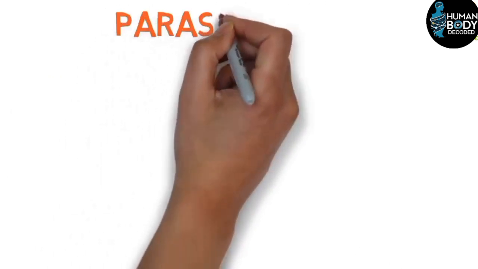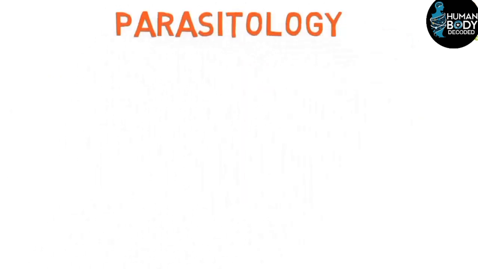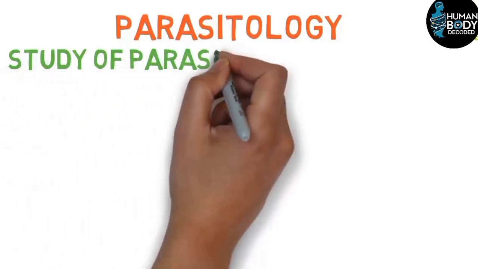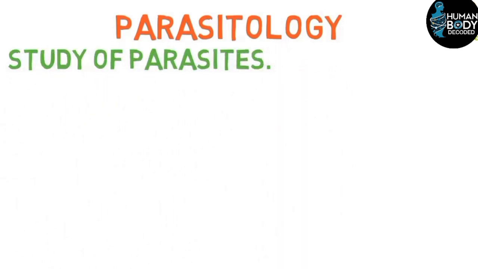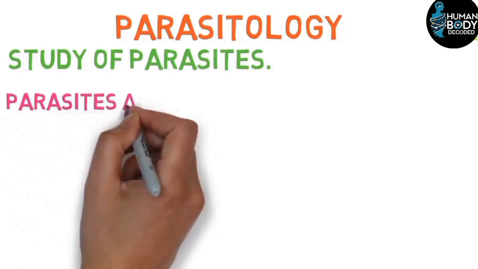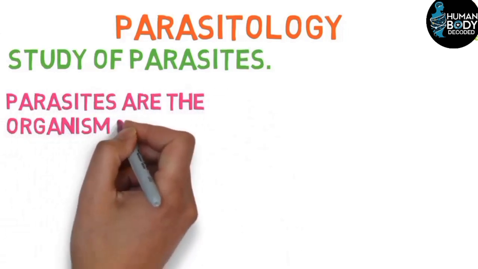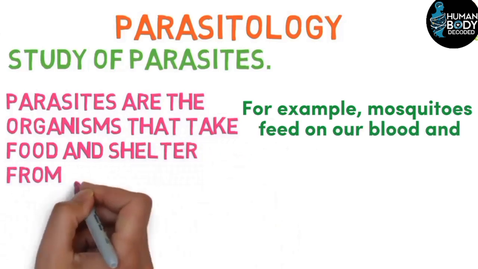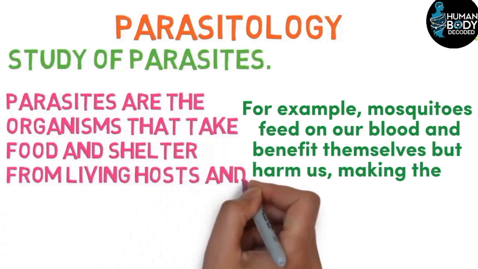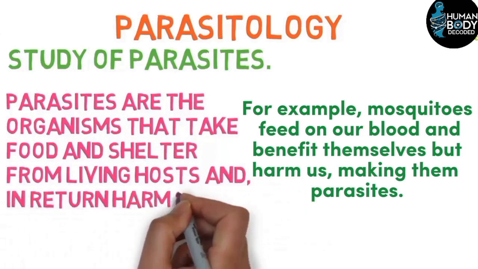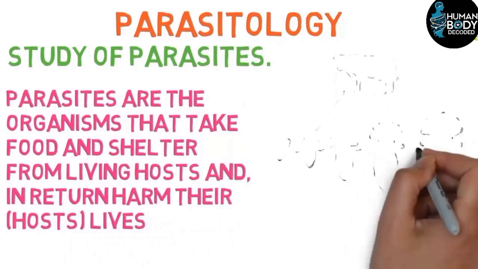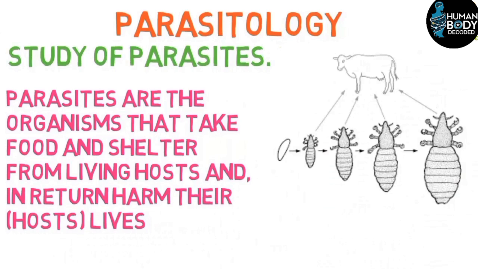Number 10, parasitology. In parasitology, we study parasites. Now, what are parasites? Parasites are organisms that live on or inside a host and benefit themselves while causing harm to the host. For example, mosquitoes feed on our blood and benefit themselves but harm us, making them parasites. The study of these organisms is called parasitology. Another example is lice in animals. They take advantage of the host and cause harm.